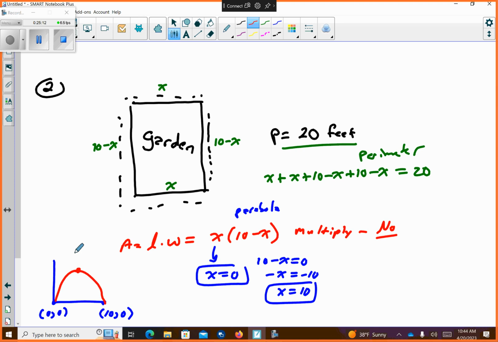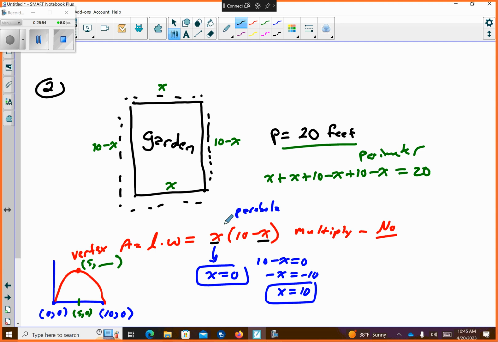So if I find my vertex, the x of my vertex is going to tell me basically my x value going around. My y value of my vertex is going to give me my maximum amount of area. All right, so my friends, I think we can do this. What is halfway between 0 and 10? 5. So that right there is 5, 0. So I know that part of my vertex is 5 comma something. How do I find the rest of my vertex?